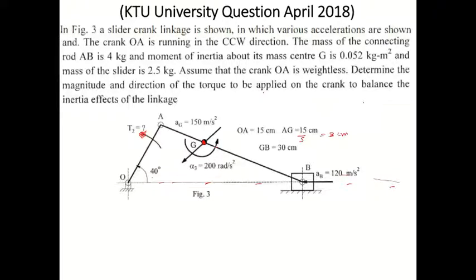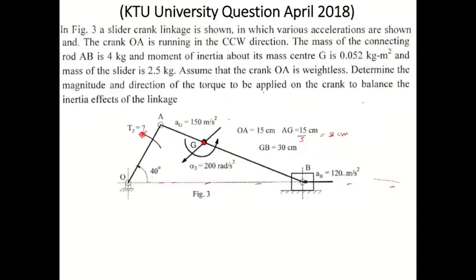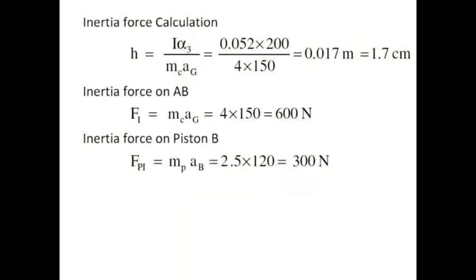Then what is given? Let us move into the problem now. First of all, you have to find the inertia force. They have given the acceleration values, and using those you have to find the inertia force, the inertia force on point B and the inertia force on point G. Here the acceleration is already 150 meter per second square, so you have to find the h value and the inertia force.